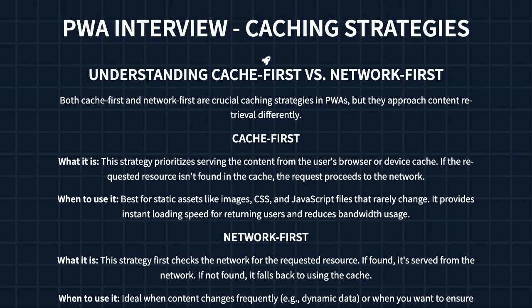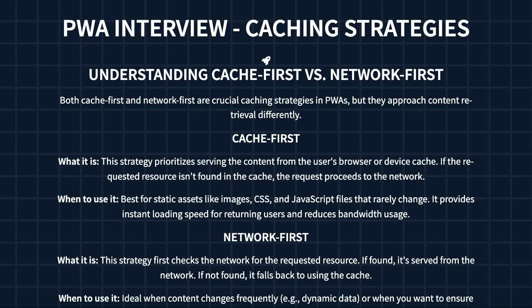Okay, let's talk about caching, a really important part of building great PWAs. We have two main strategies, cache first and network first. Cache first is like saying, hey browser, if you already have this file in your local storage, give it to me right away. It's super fast for returning users because they don't have to wait for the network. This works great for things that don't change much, like images or CSS files.